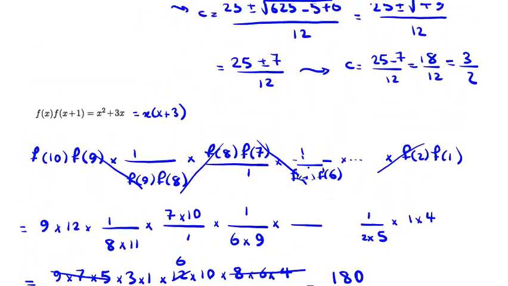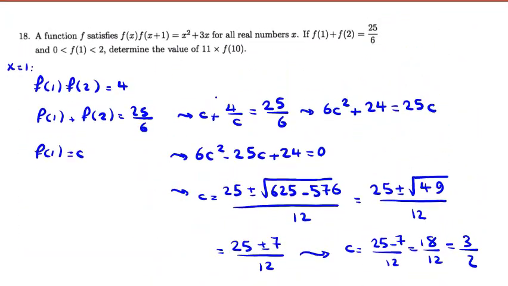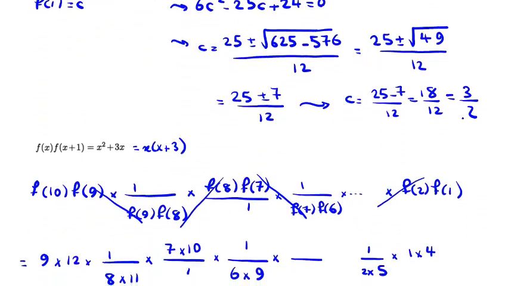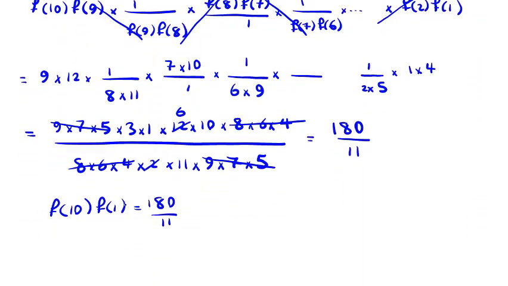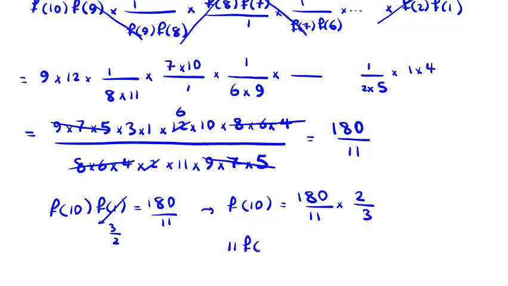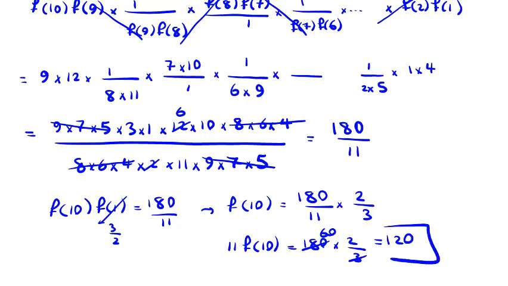We want 11 times f of 10. And also f of 1 is 3 over 2. So you say f of 10 equals 180 over 11 times 2 over 3, and 11 times f of 10 equals 180 times 2 over 3. If we simplify, it will be 120. So the answer equals 120.